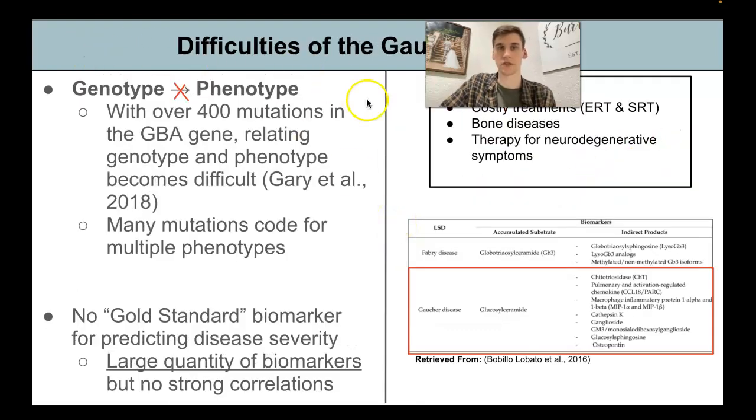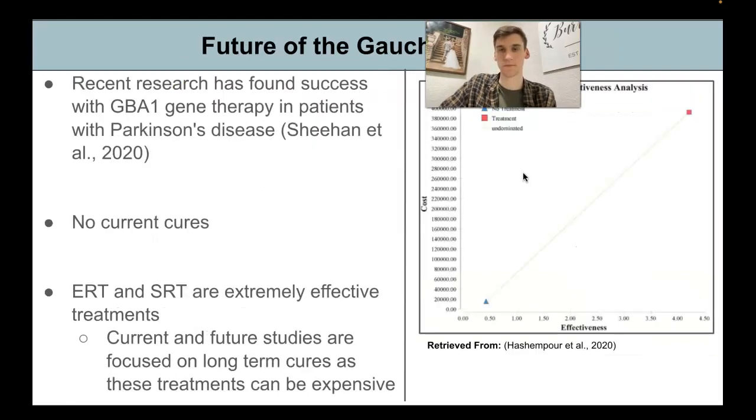Okay, so what are some difficulties with the disease? The genotypes don't always lead to a phenotype, so we can't really tell what the phenotype is going to be based on the genotype, like I said earlier, because there are so many different mutations. As I said earlier as well, there's really no gold standard for biomarkers. There's a large quantity of biomarkers that they like, but none of them are very good indicators of either disease severity or the disease itself. Other things: it is costly, bone diseases can arise from bone treatments, and there is therapy for the neuro symptoms.